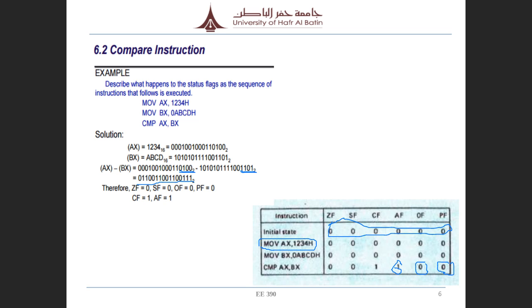Okay, what about the carry flag? The carry flag will also be set, because we subtract a bigger number from a smaller number. That's why the carry flag is set. And what about the sign flag? Look at the result. The MSB is 0, so the sign flag is 0. What about the zero flag? The result is not 0, so the zero flag is 0. Is it clear?